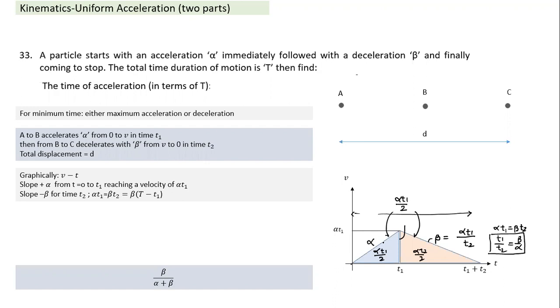See, during acceleration, speed changes from 0 to alpha T1. So the average speed, the average of the two, is alpha T1 by 2. During deceleration, the speed changes in the reverse direction. It changes from alpha T1 to 0. The average is, my mistake, alpha T1 by 2. But the speed is alpha T1.